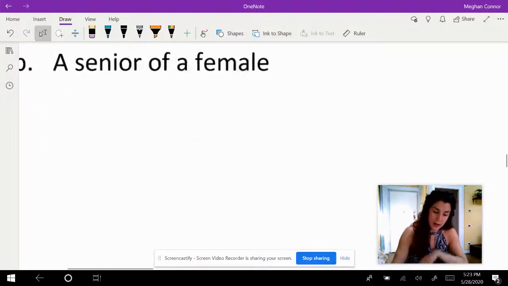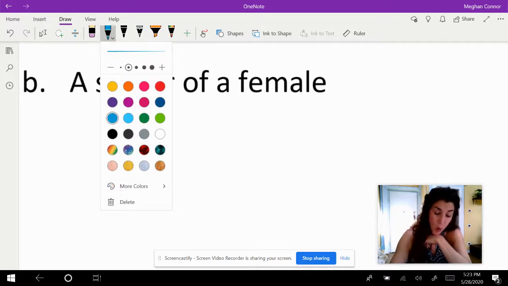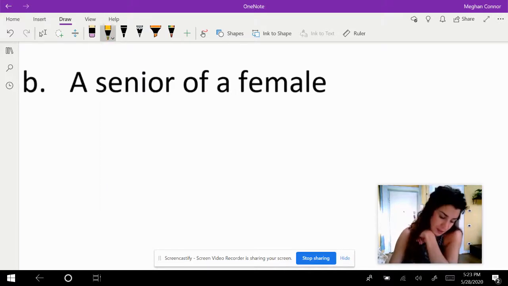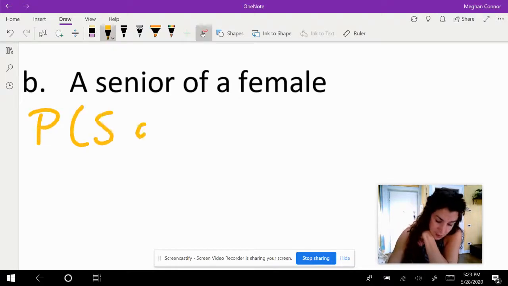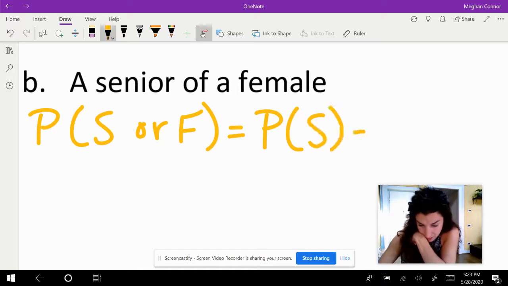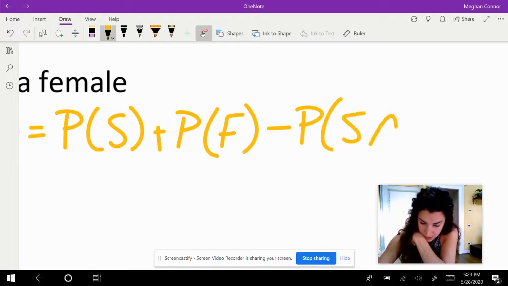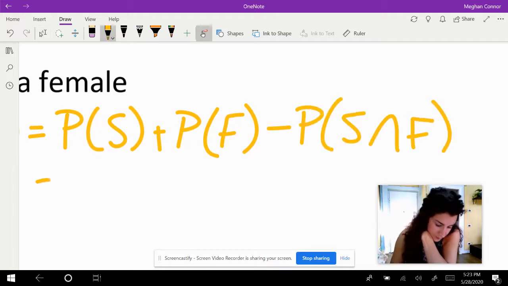Okay, so now the next one, the probability of a senior or a female. So the probability of a senior or a female is equal to the probability of a senior plus the probability of a female minus the probability that you're a senior and a female.